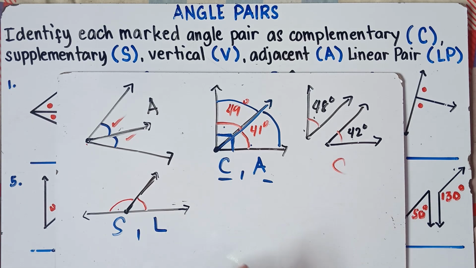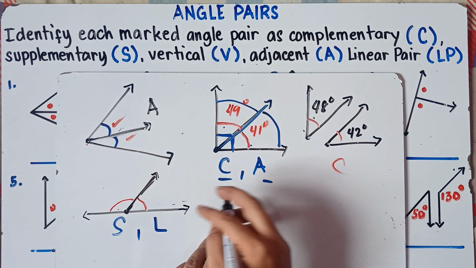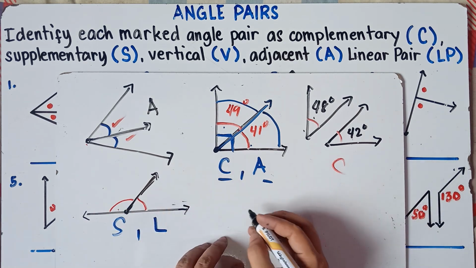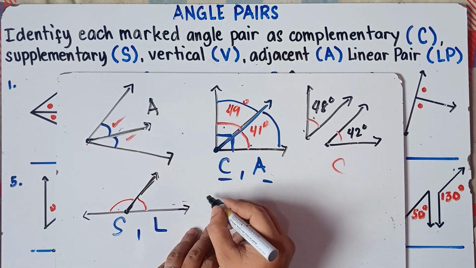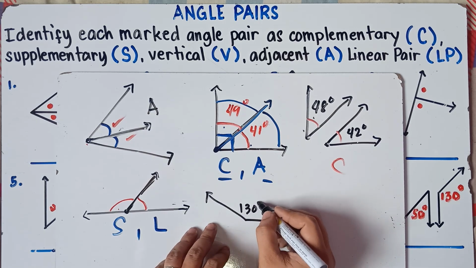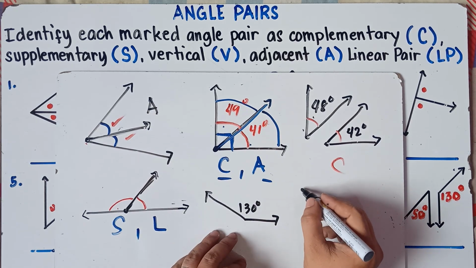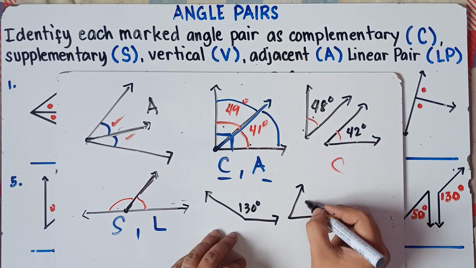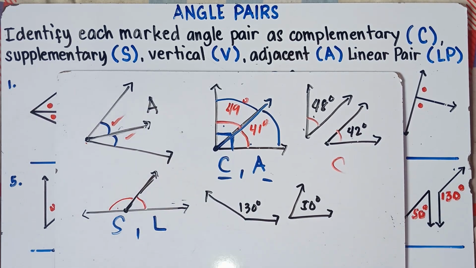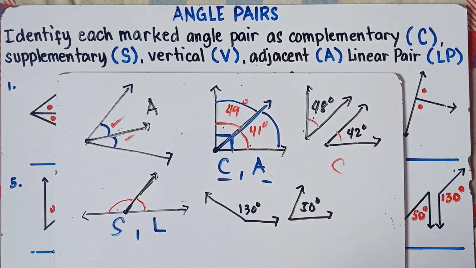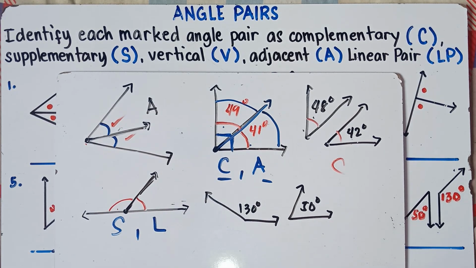Now, let me give you another example, class, with regards to this one. What if you have an example like this? This is 130 degrees, and this will be 50 degrees. Now, question, can we call this one linear pair? When you add the two angles, they sum up to 180 degrees. That's correct, they add up to 180 degrees.